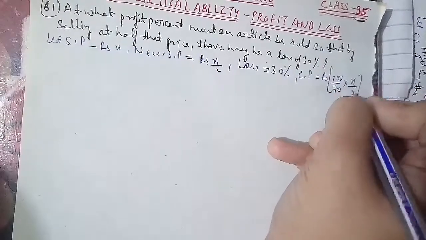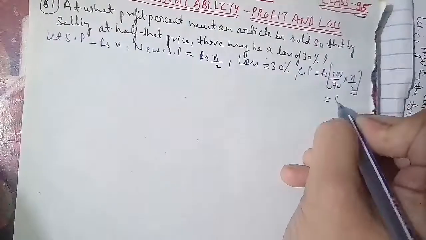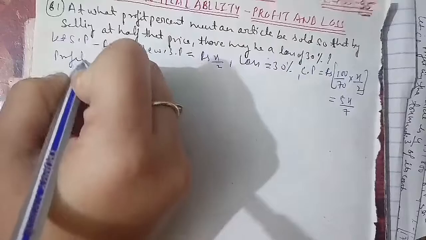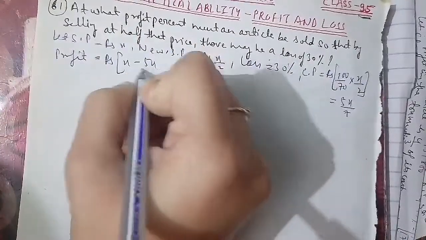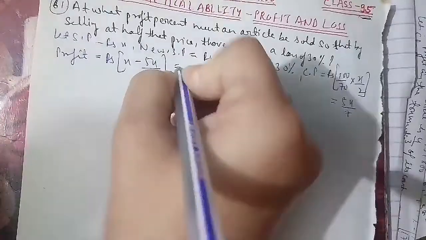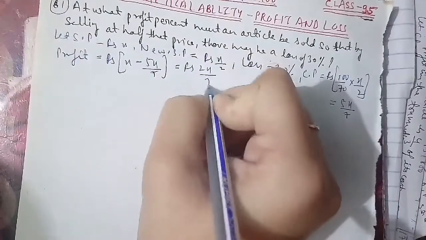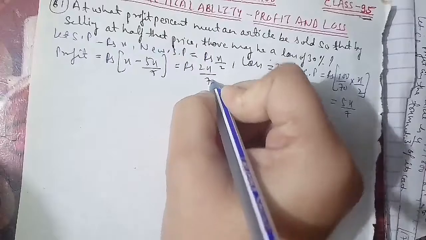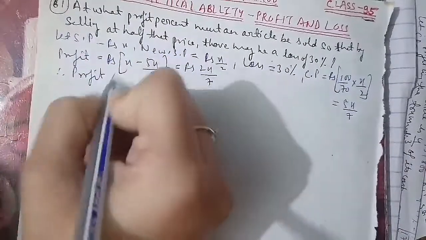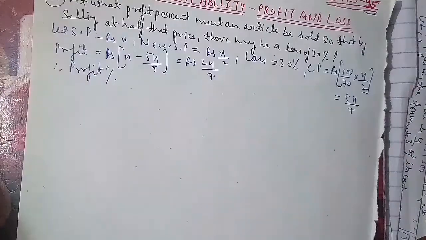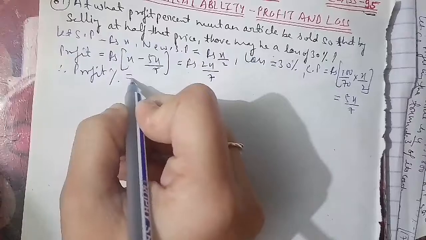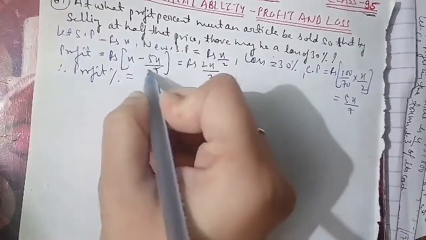So profit equals rupees X minus 5x upon 7, equals rupees 2x upon 7. And the profit percent is equal to 2x upon 7 into 7 upon 5x into 100%, which is equal to 40%.